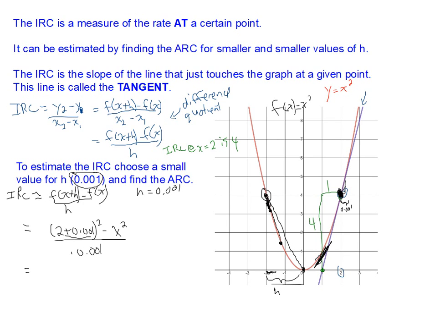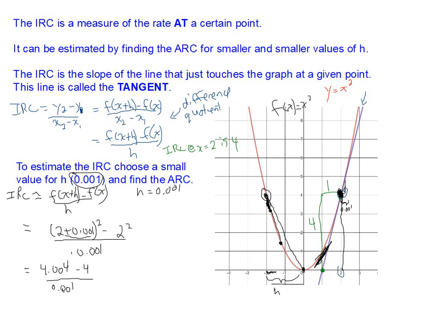2.001 squared works out to 4.004, and then 2 squared is 4. Again, we're using 2 because we're trying to find the rate of change at x equals 2. And then we're going to divide that by, in fact, maybe I should put the 2 in here. Sorry, I realized I didn't put the 2 in. Then we're going to divide that by 0.001.